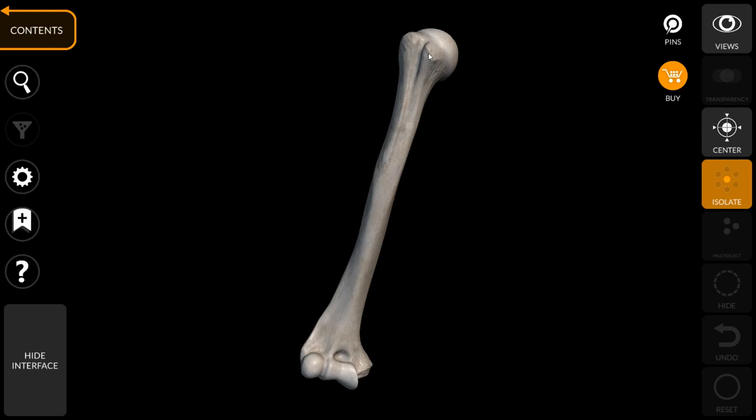That smaller bump is the lesser tubercle. The larger bump is the greater tubercle. That little valley in between is called the intertubercular groove. So there's a groove in between. This bump right here, midway down the shaft of the humerus, is called the deltoid tuberosity. So this is an anterior view of the humerus.